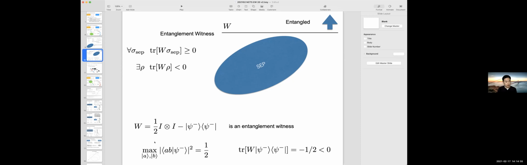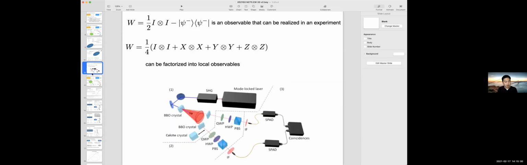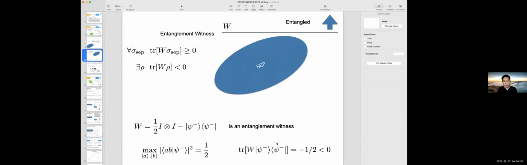So this is an example, and experimentally, how can you realize this entanglement witness? This is an observable, and therefore you can factorize this witness into local observables, 1/4 times a mixture of identity and the Pauli matrices XX, YY, ZZ. Then you realize this observable in the experiment, and make a linear combination of these expectation values. Then you can construct this one, which tells you whether the state is entangled or separable.